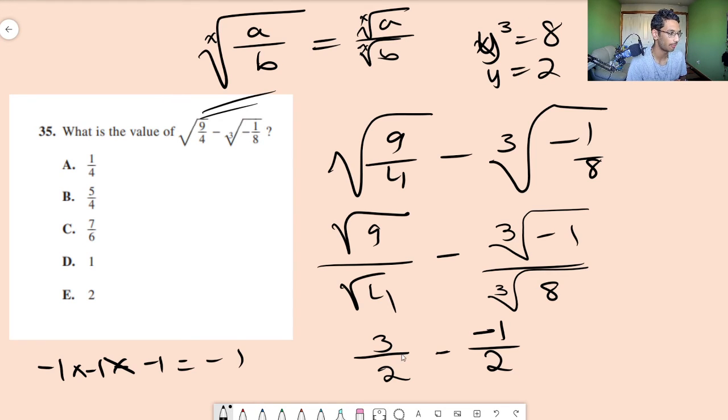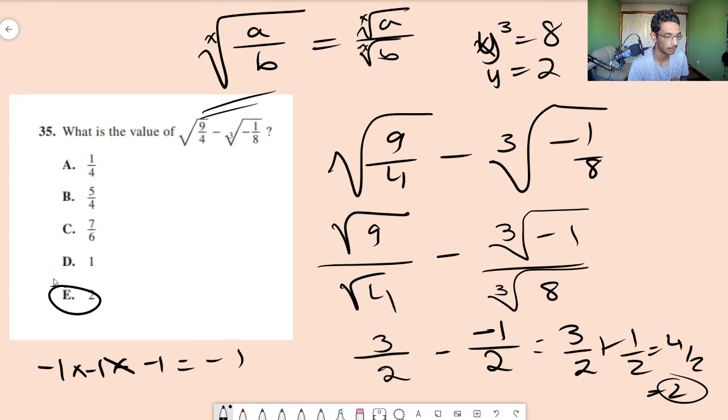So now you have 3 halves minus negative 1 half. This negative right here basically makes it positive, because negative times negative is positive. So 3 halves plus 1 half is equal to 4 halves, which is equal to 2. So that's E right there.